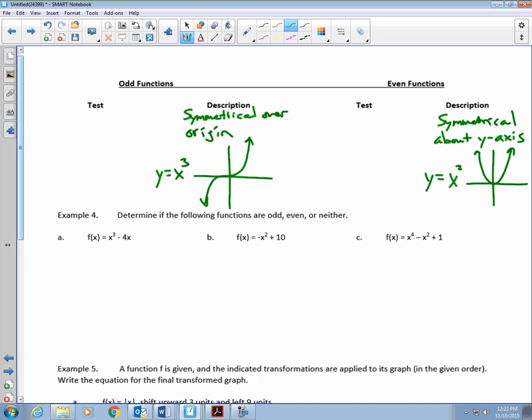And the test for odd functions: you plug in a negative x and you get out the same function, but it's opposite. It's negative in value. And to test if it's an even function, you plug in negative x and you get out the original function.